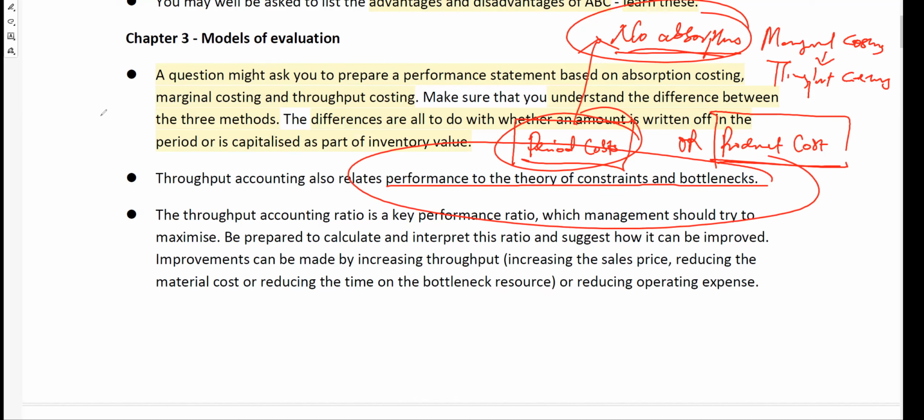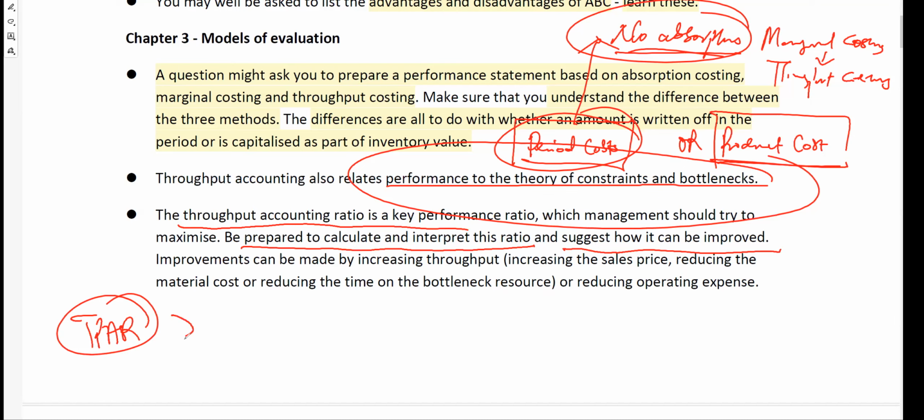Throughput accounting will come this date, okay? ABC will always be there. Throughput will come this date. I've told you, so take it to heart, right? So the throughput accounting ratio, TPAR, it's a very important ratio, okay? And I'll teach you various ways we can use the TPAR to assess product profitability. Now, be prepared to calculate and interpret this ratio, you see, the examiner telling you, and suggest how it can be improved.